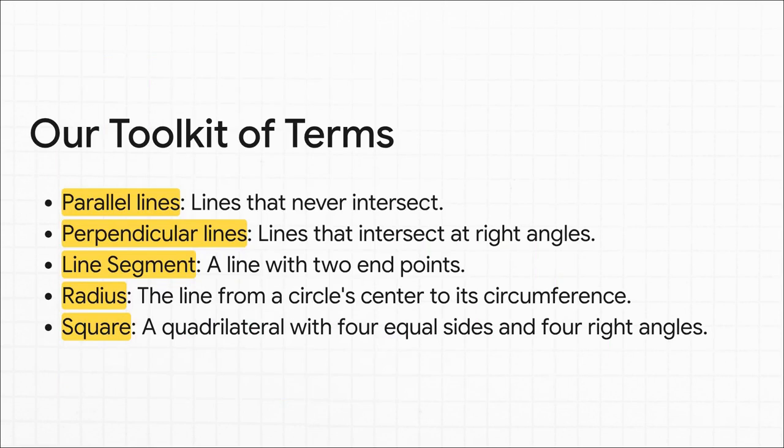And here's the rest of our starting toolkit, just to get us going. We've got parallel lines, which are like train tracks that never cross, perpendicular lines that meet at a perfect 90-degree angle, a line segment, which is just a piece of a line that has a start and an end, the radius of a circle, and of course, a good old-fashioned square. With these words, we are ready to build.